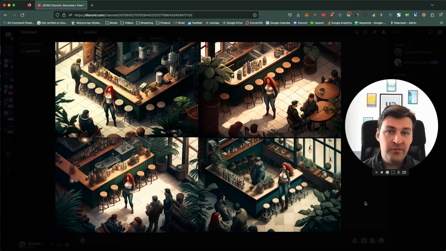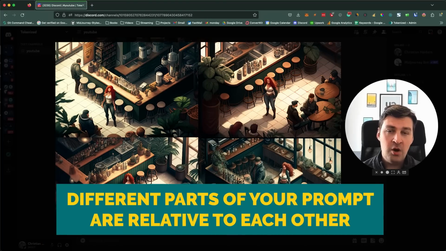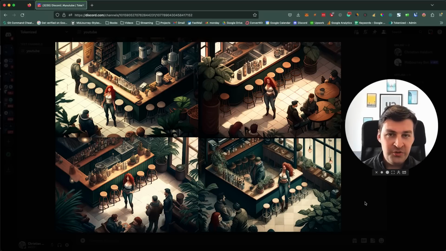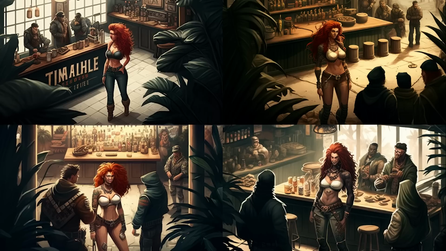If you're having trouble following my math here, remember that all of the different parts of your prompt are relative to each other. So adding or removing certain prompts, such as an image prompt, or adding segments or removing segments, does have an influence on how these factors play into the calculus. So are you ready to see what this does?